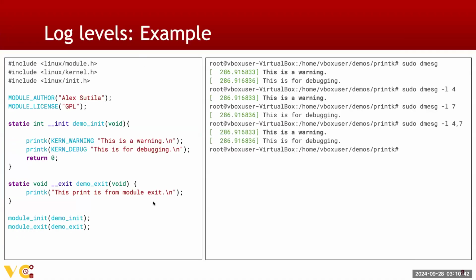If we go back, we can see here we're doing dmesg -l 4. This is the specific log level number for warning. You can see that it filters just based off of the warnings. Same thing, we provide 7, which shows debug messages, and you can provide multiple to show multiple log levels at once. Does this make sense? Okay.